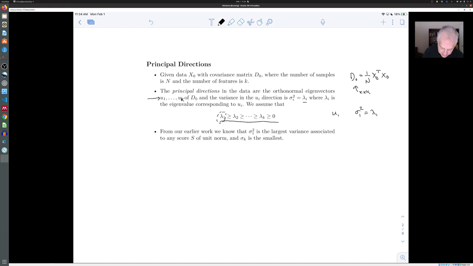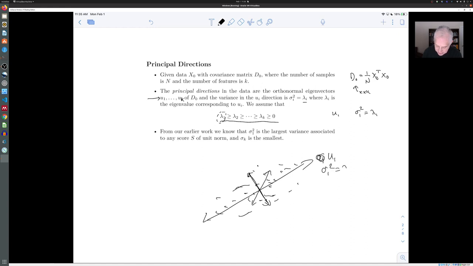So the idea here, just to draw the picture one more time, is we have our cloud of points sitting in a high dimensional space. And let's say they're very spread out in this direction, and they're not so spread out in this direction, and maybe they're not so spread out in that direction. And so this would be sigma 1. This would be the u1 direction, and the variance here would be the large eigenvalue. And then these would be smaller. And this is what we're going to take advantage of.